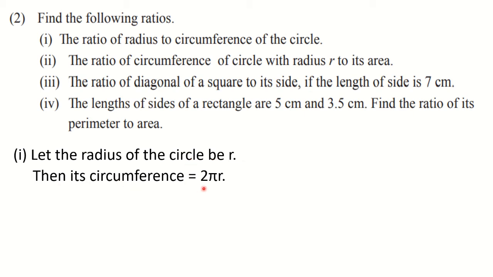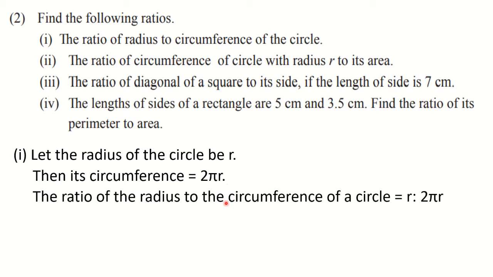Circumference of a circle is equal to 2 pi r. Now we have to find the ratio of radius to its circumference. So write down the ratio of radius to its circumference. Radius is r and circumference is 2 pi r. So from here we can clearly make out that r will get cancelled and we will get the ratio as 1 is to 2 pi. Similarly, you can find for the remaining.